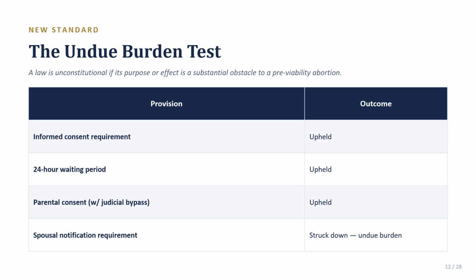The undue burden test is genuinely one of the most important standards in this entire course to be able to state precisely, because it governed virtually all abortion litigation in the United States for the 30 years between Casey and Dobbs. So every state regulation passed during that period was ultimately evaluated against this exact standard: the purpose or effect, the substantial obstacle, and the pre-viability.